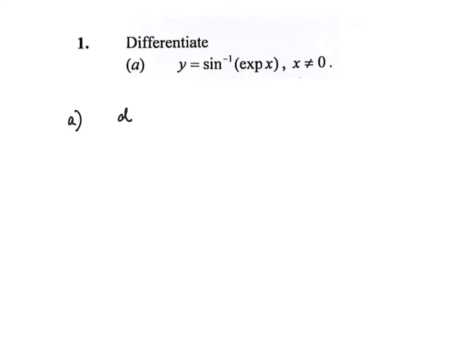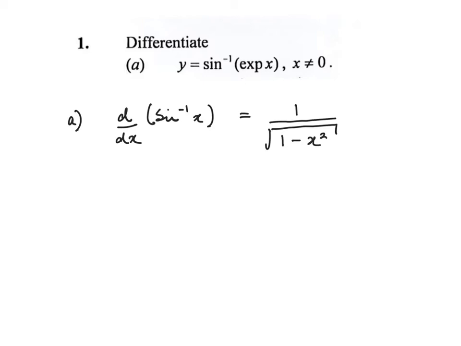So d by dx of sine to the minus 1 of x equals 1 over the root of 1 minus x squared, multiplied, of course, by the derivative of x, which is 1.